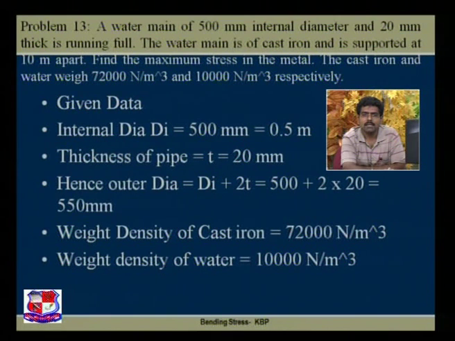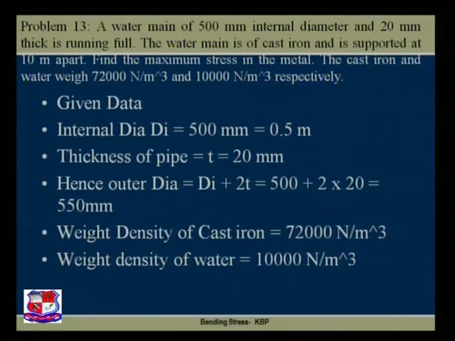The cast iron and the water weigh 72,000 Newton per meter cube and 10,000 Newton per meter cube respectively. This is the unit weight of the section which has been given to us. So, now from this given data we can find out the outer diameter, as outer diameter is equal to internal diameter plus 2t. How? Please refer to the figure on this particular tabletop.